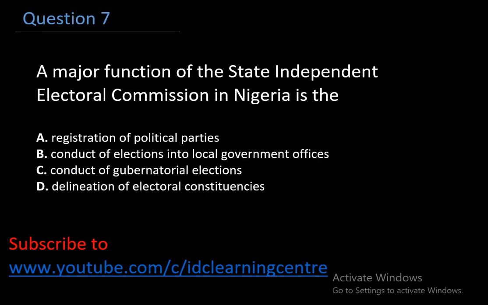Question 7. A major function of the State Independent Electoral Commission in Nigeria is the A. registration of political parties, B. conduct of elections into local government offices, C. conduct of gubernatorial elections, D. delineation of electoral constituencies. A major function of the State Independent Electoral Commission in Nigeria is the conduct of elections into local government offices. The local government offices are chairman and councillors. So, I'll pick B as the right answer.